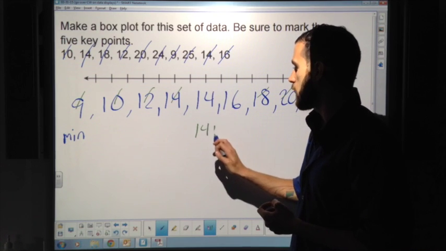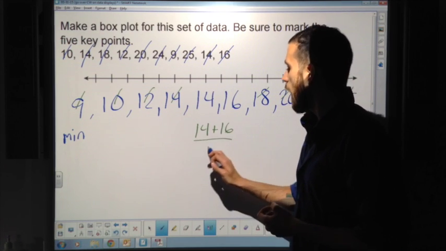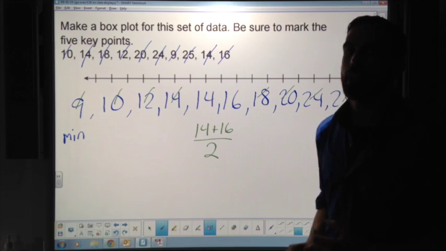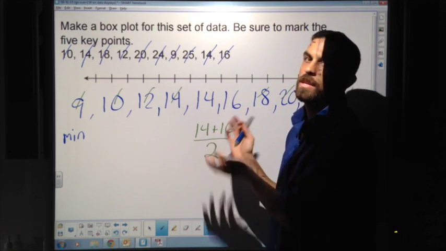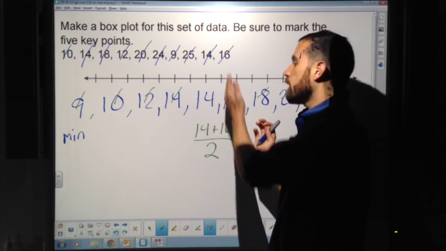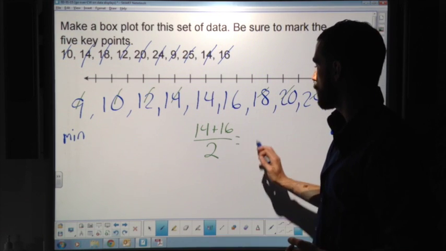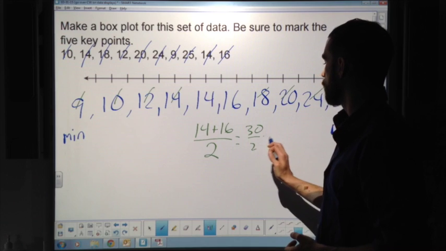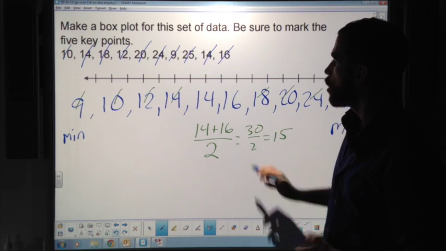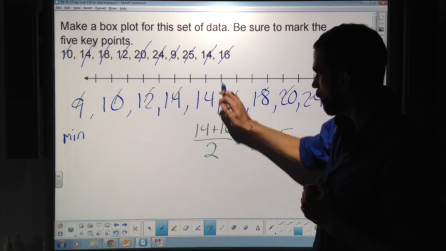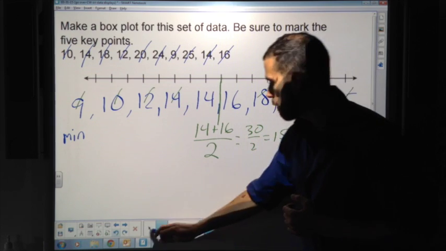If you take 14 and you add 16 to it and you divide it by 2, you will be taking the average of those 2 points. And the average of any 2 points is going to give you the middle in between them. 14 plus 16 is 30. 30 divided by 2 is 15. So the median is 15, which is right here in the middle.